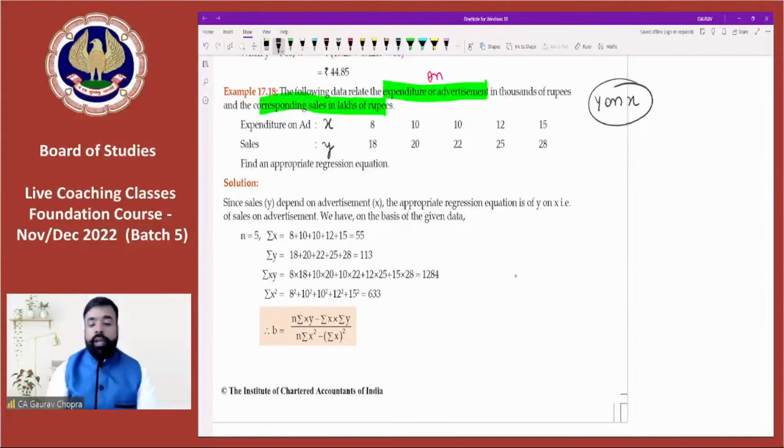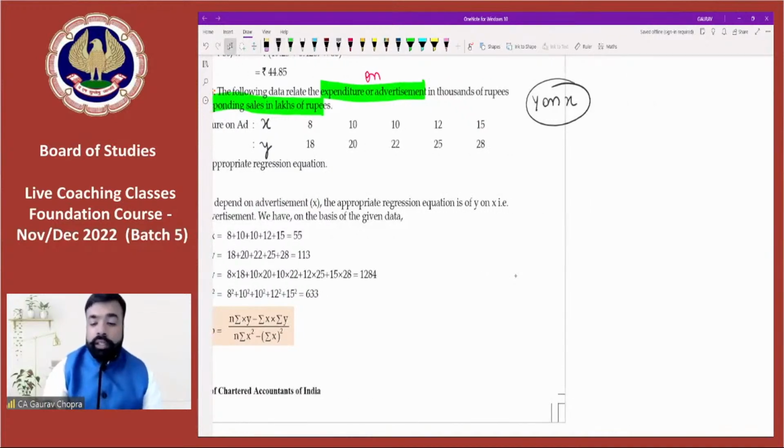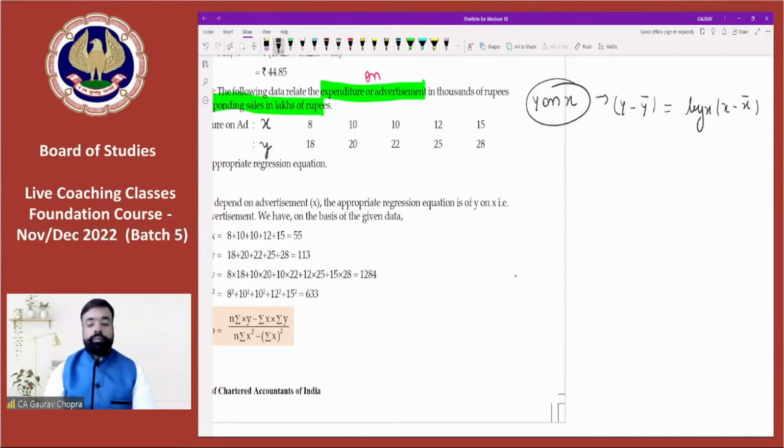For Y on X, find the regression equation Y on X. So what is the formula? Y minus Y bar is equal to BYX into X minus X bar. This is the formula, and according to this formula, you have to solve the equation.